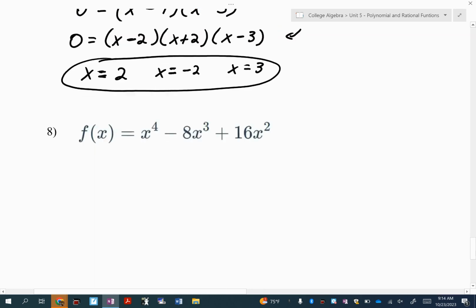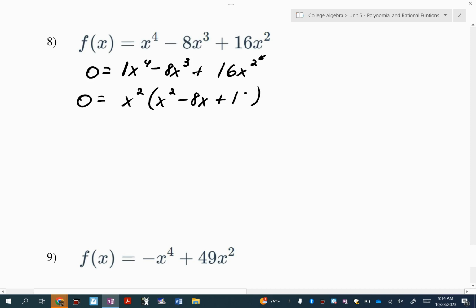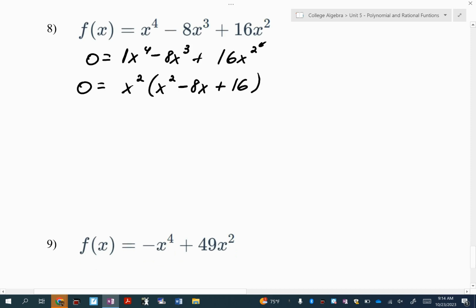All right. Let's try to find the same thing for number 8. Set it equal to 0. Now this one, it looks like, there we go. You do have a common factor. I can't factor out a number, right, because this is a 1. But it looks like they all have that variable x. And you want to factor out up to the lowest one, which would be x squared. So if I factor out x squared, I get x squared minus 8x plus 16. All right, so I'm going to just keep copying down that x squared.